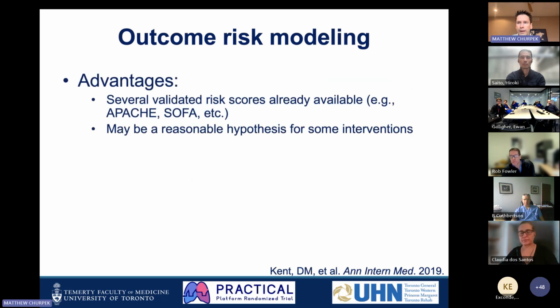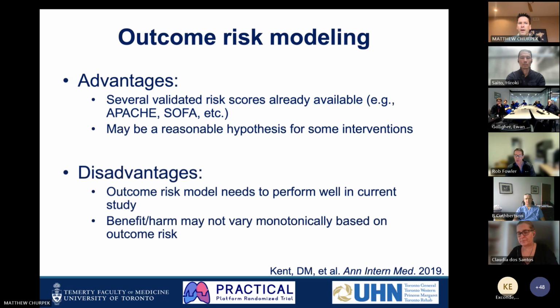So there are several advantages to this approach. So one is that there are, as we know in critical care, many scores that are already available, and often trials are collecting things like either SOFA or Apache score. And also, if you think about, there may be some interventions that come with side effects that are important. And so maybe the risk of the side effects, if that is somewhat stable across risk of mortality, but the benefit of the outcome increases as mortality risk goes up, then this could be a reasonable hypothesis in an intervention like that. However, there are important disadvantages as well.